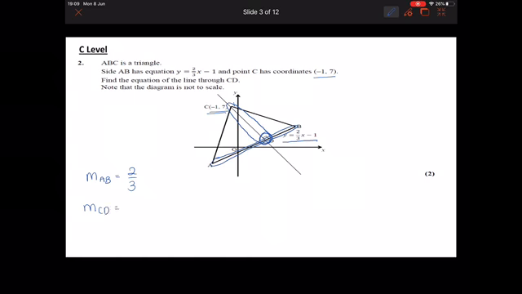Now remember, the quick way of dealing with a perpendicular gradient is to flip your fraction upside down and change your sign. So a positive 2/3 would become a negative 3/2.